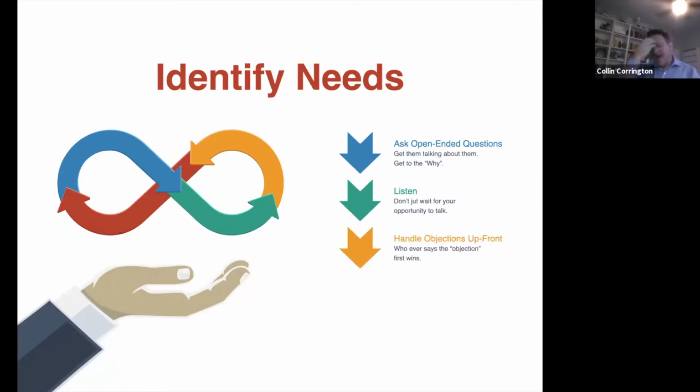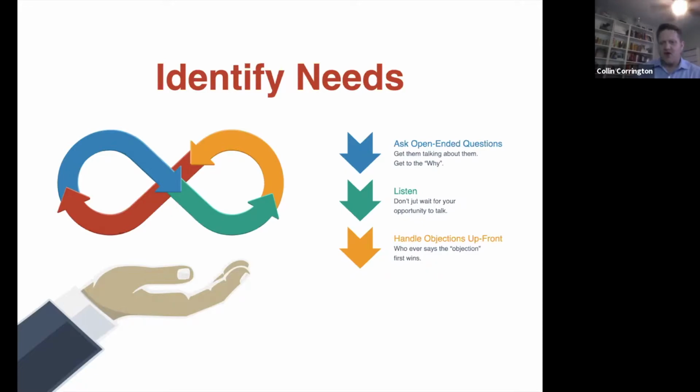The next one is handle objections up front. Now, handling objections does not typically come until later in the sales cycle, and that's okay. One of the things that I learned that was insanely valuable to me as I was going out and making sales calls is that if I kept running into the same objection over and over again that I could not overcome, that means I need to handle that objection first.